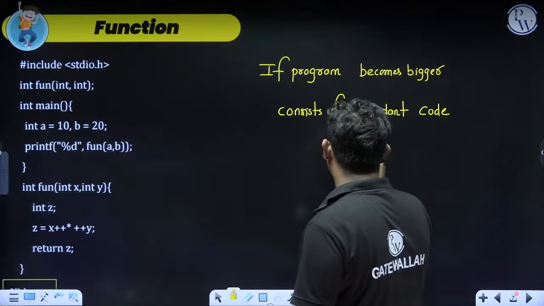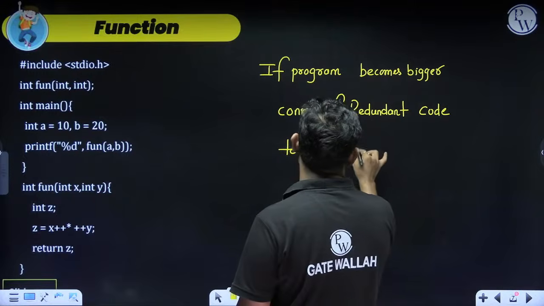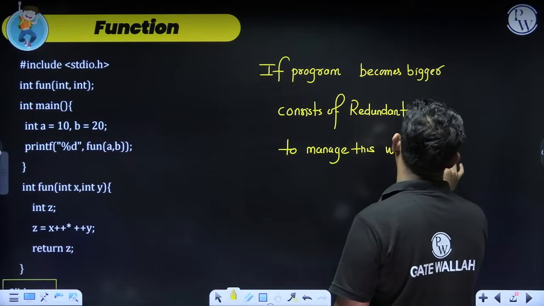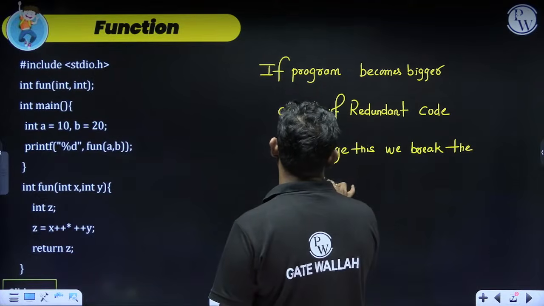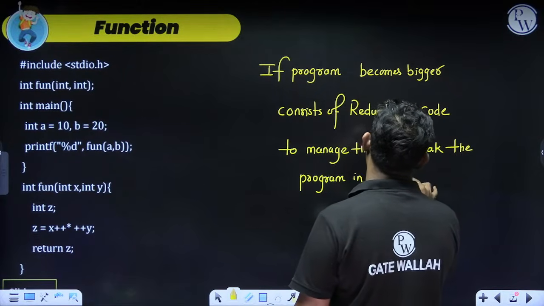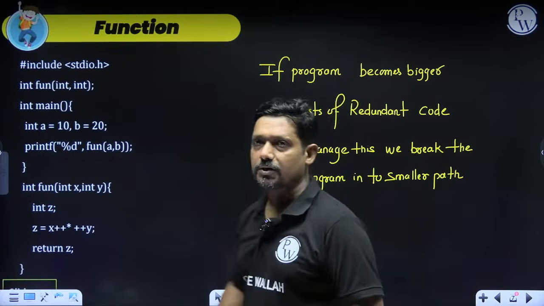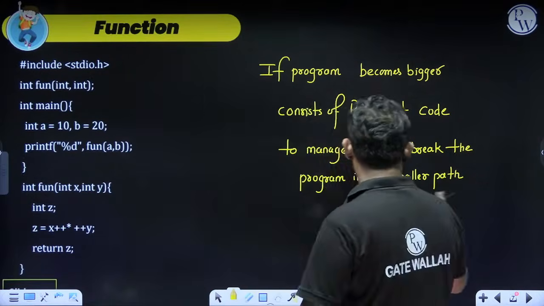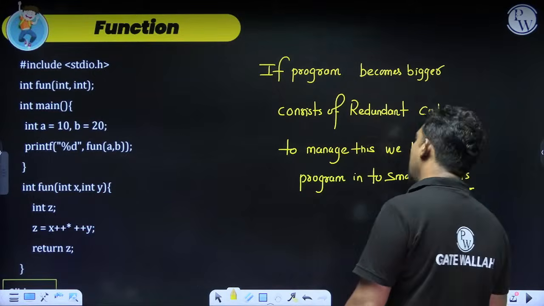So to manage this redundant code, we break the program into smaller parts. So first thing, what the function does is it breaks the entire program into a manageable unit. Okay, smaller parts. So it breaks the program into a manageable unit.